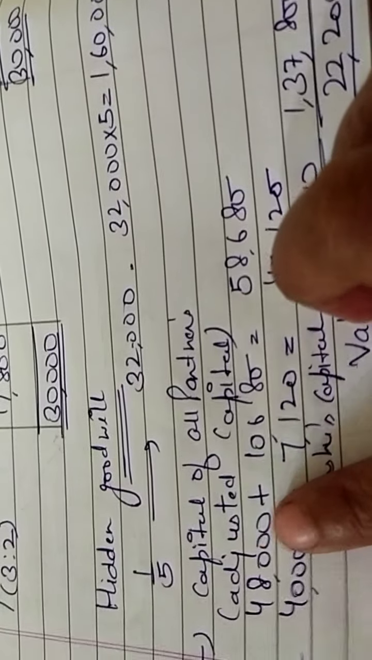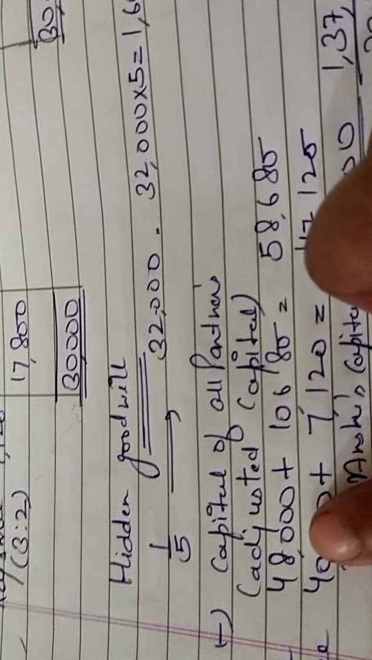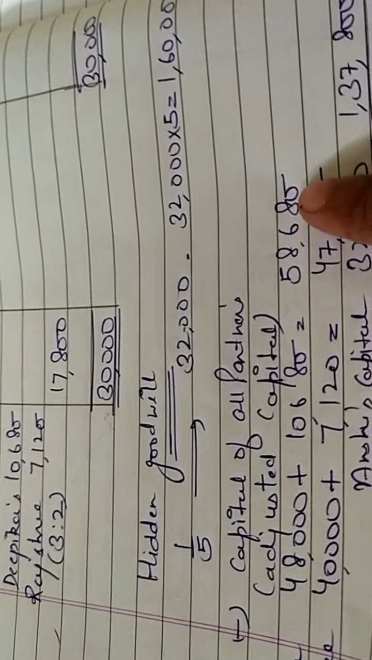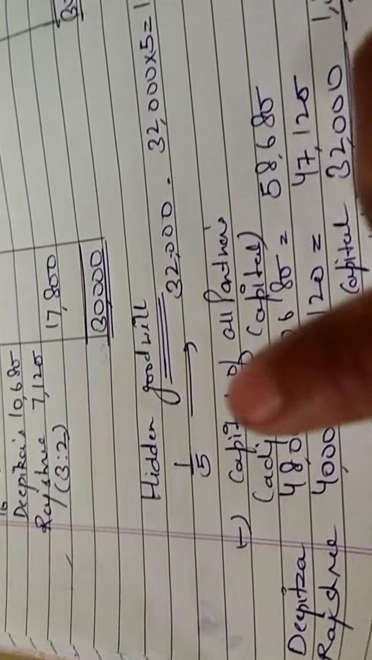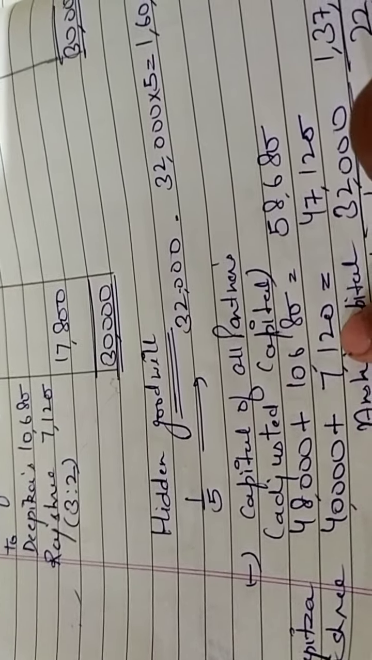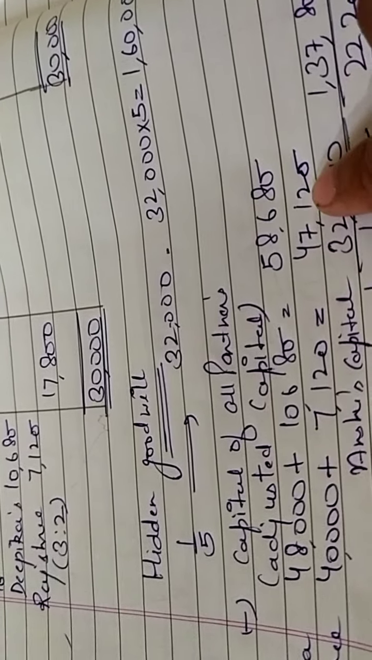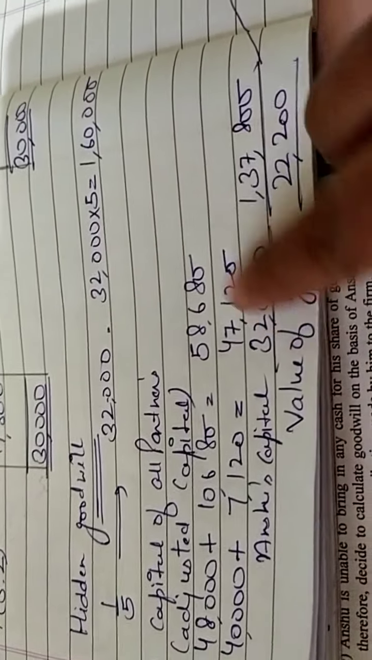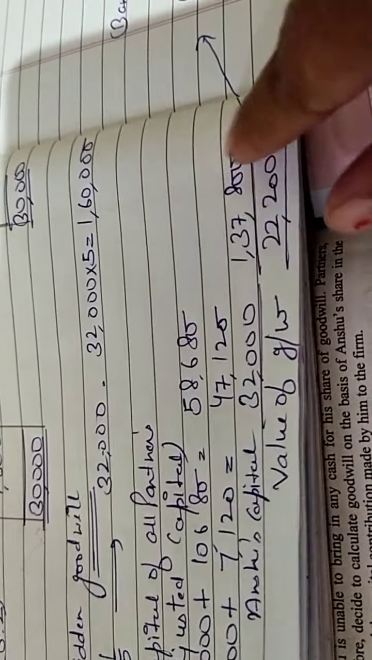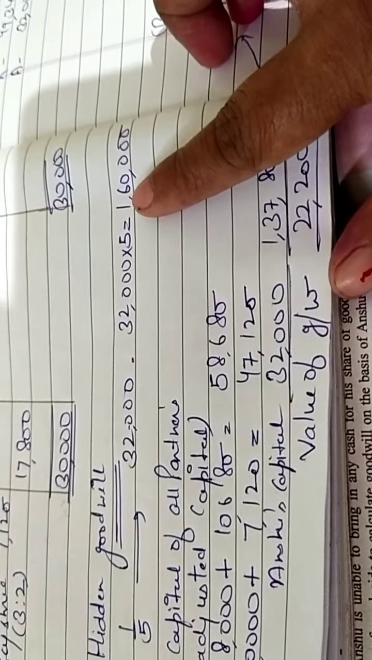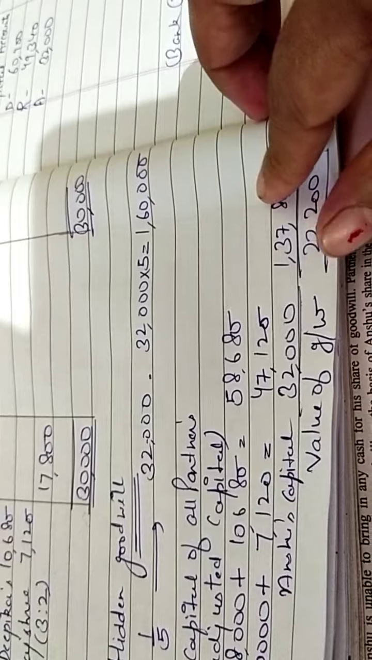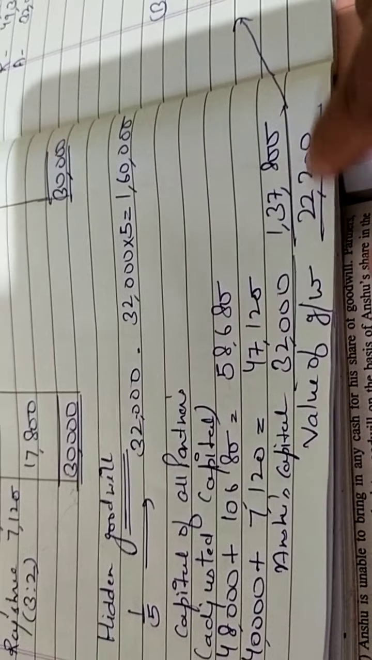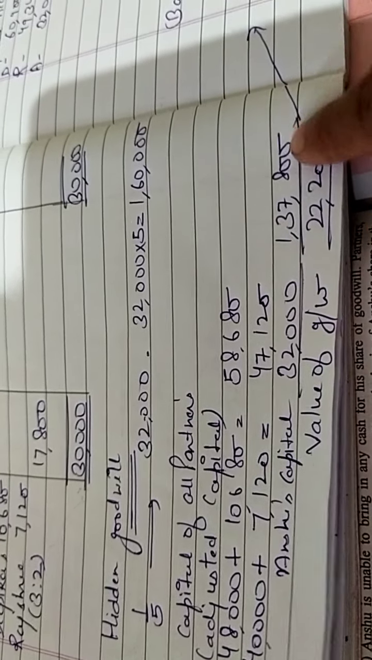So here the adjusted capital I have already written: 48,000 plus 10,680 equals 58,680 of Deepika, and of Rajshri it is 40,000 plus 7,120 equals 47,120, and the new partner's capital is 32,000. So the total capital of the firm is 1,37,800 but it can be 1,60,000. So we will compare these two capitals. So the difference here is 22,200. This is the value of the goodwill which is hidden in the capital of the new partner.